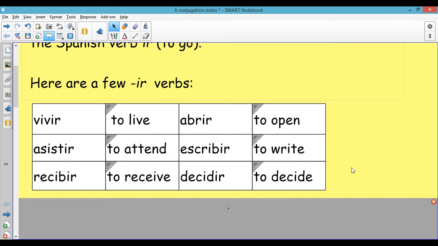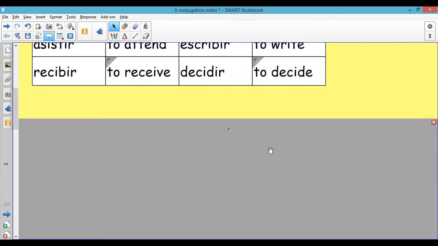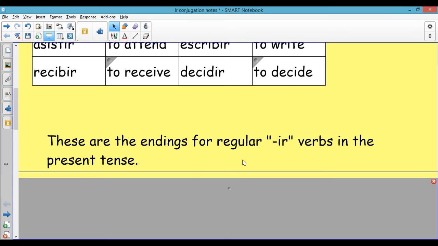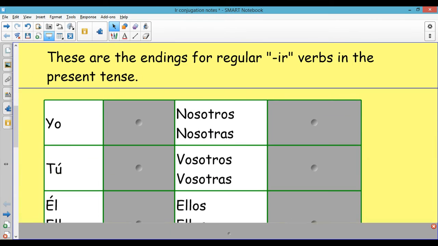Now let's look at the endings for IR verbs when you conjugate it. So these are in the infinitive form. We have not changed anything on them. This is how you would find it if you looked it up in the dictionary or looked up on wordreference.com how to say the words. This is what it would look like in the infinitive. Here are your endings for regular IR verbs in the present tense.